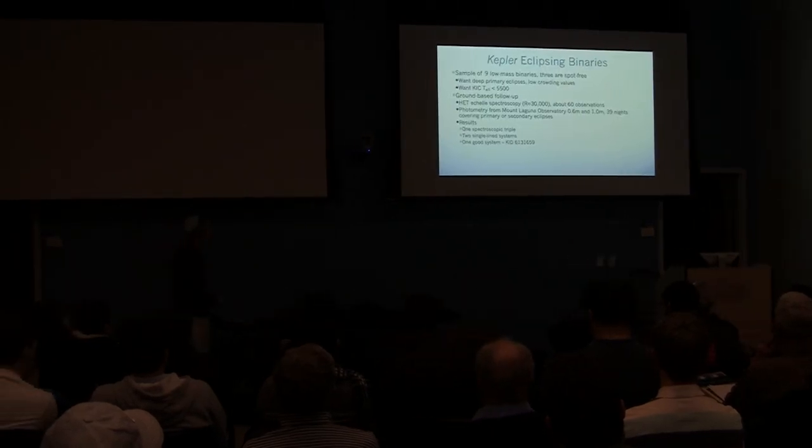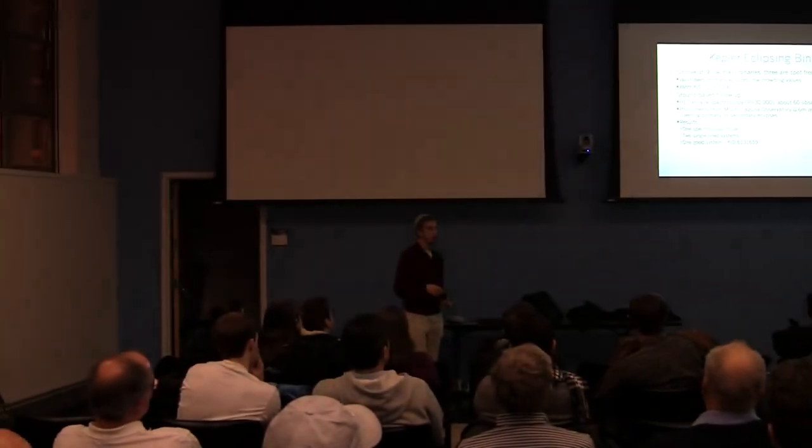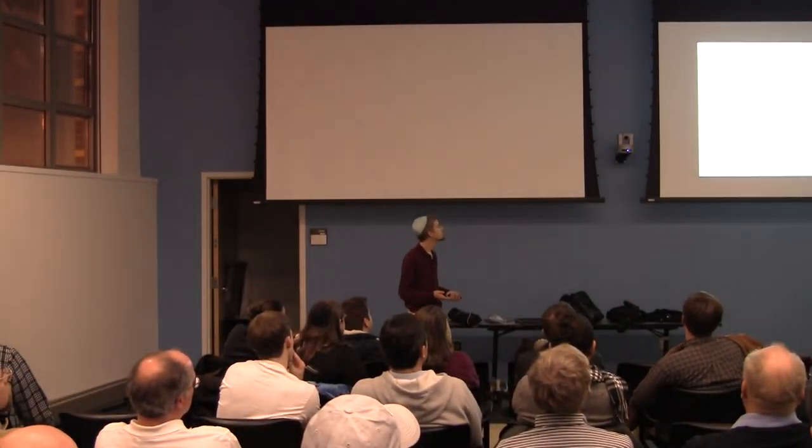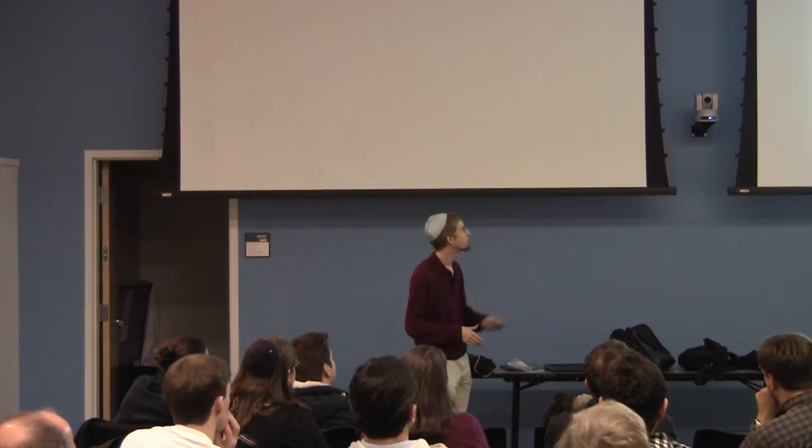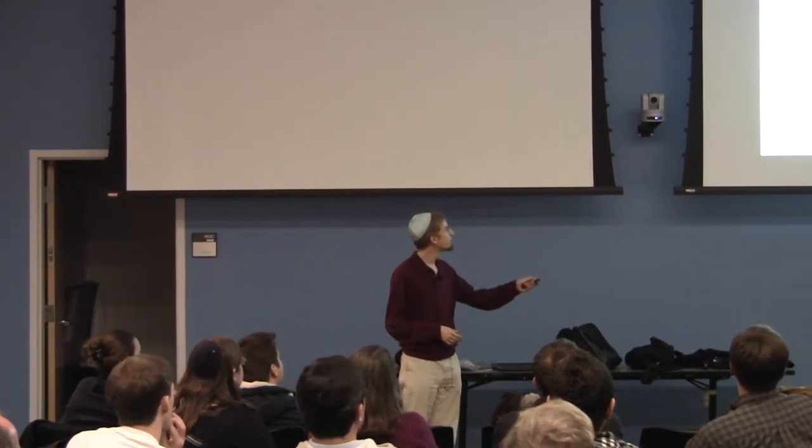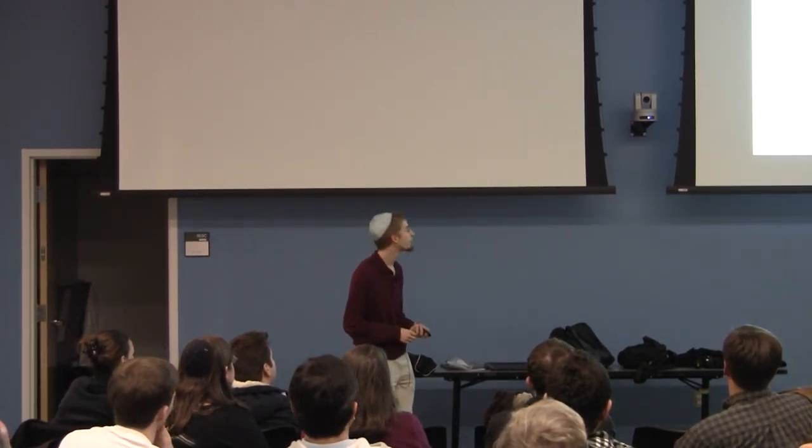Okay, so we found nine possible low-mass binaries. And we did some ground-based follow-up. I was doing this at San Diego State. San Diego has an observatory at Mount Laguna. It's a 0.6-meter, and they also have a 1-meter telescope. And some of my collaborators did most of this ground-based work.